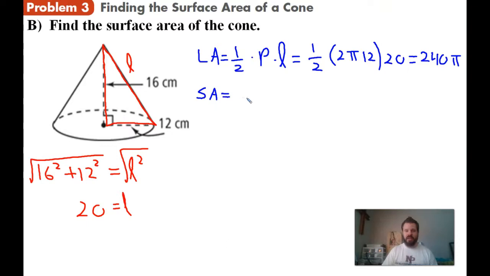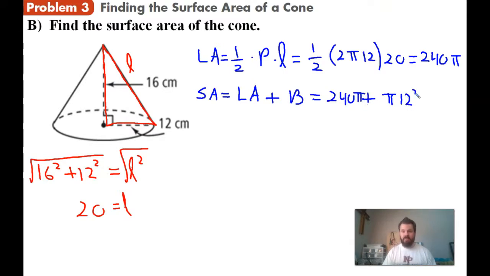And then for the surface area, we have the lateral area plus the base. All right, so in other words, that 240 pi we just found plus the base, which is pi r squared again, so pi times 12 squared. Oops, sorry, 240 pi plus pi times 12 squared. So we could write that as 240 pi plus 144 pi for the 12 squared pi. And when I add the two of those together, I get a 384 pi.